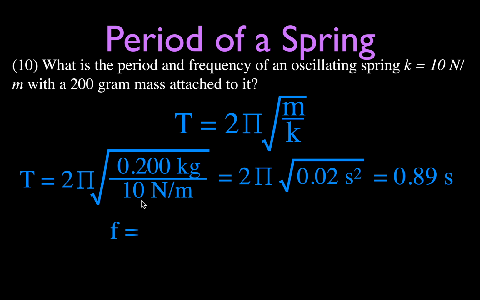And again, for the frequency, we can use this frequency equation, that the frequency and the period are inversely proportional. The frequency is 1 over the period, and that means that the frequency is 1.3 hertz or 1.3 cycles per second. Okay, so there you go.